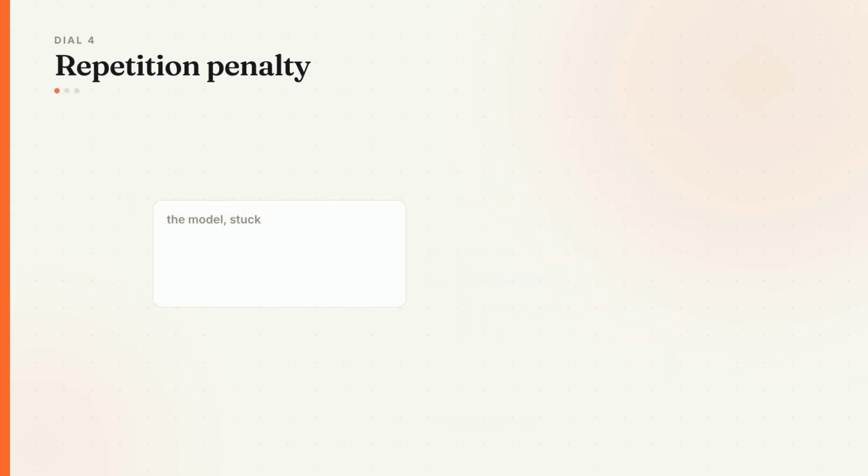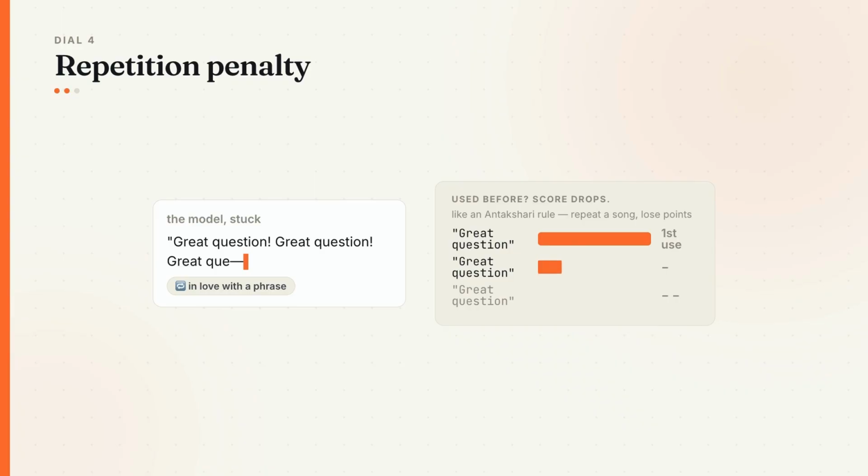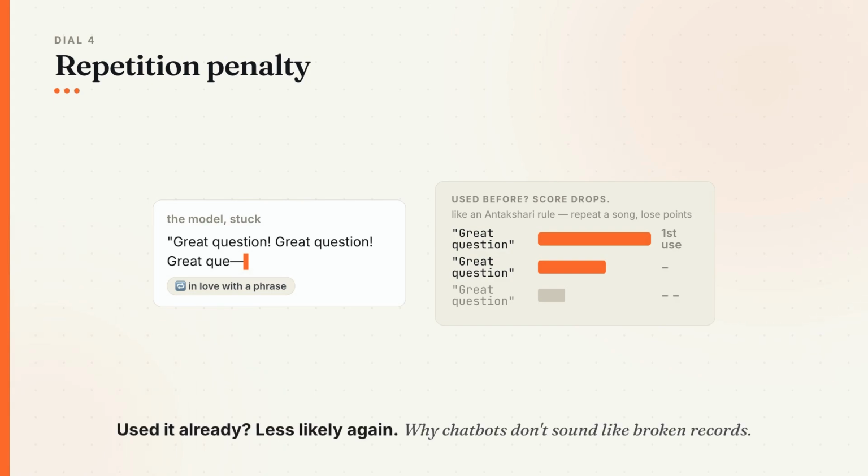One classic failure left. The model falls in love with the phrase and says it again and again. The repetition penalty fixes it. Every time a token gets used, its probability score gets nudged down a little. So saying it again gets less and less likely each time. It's exactly like an Antakshari rule. Sing a song that's already been sung and you lose points. Small dial, huge difference. This is exactly why modern chatbots don't sound like broken records.